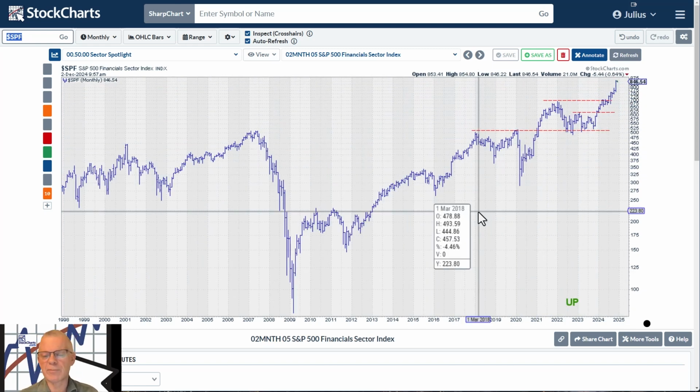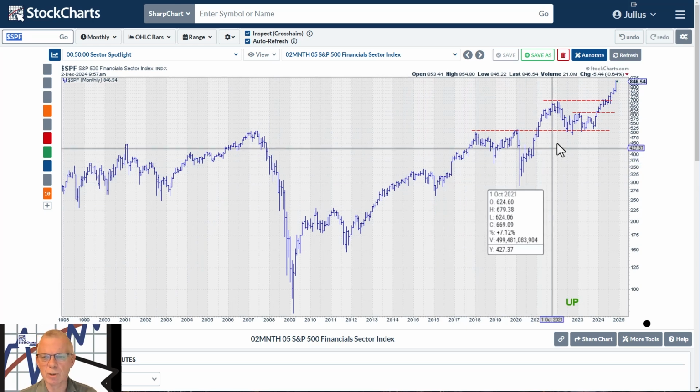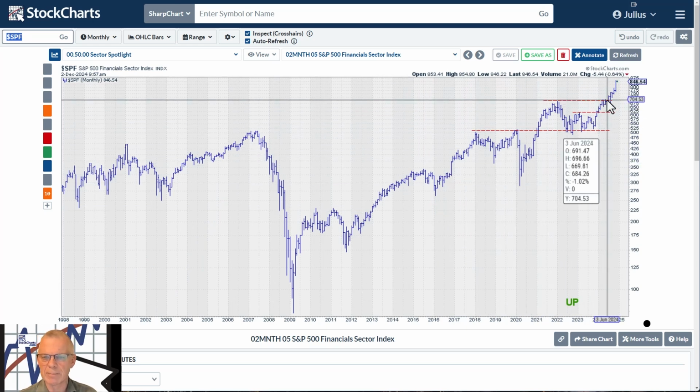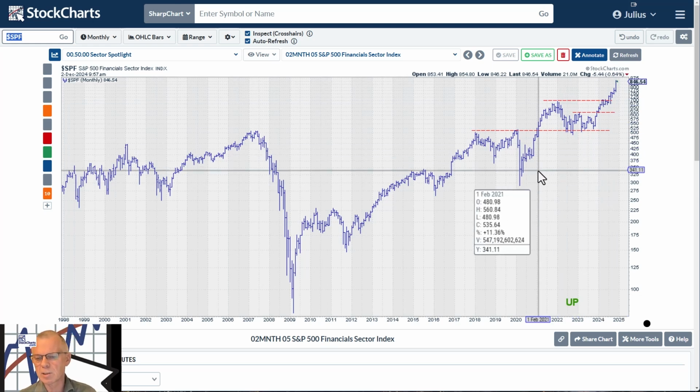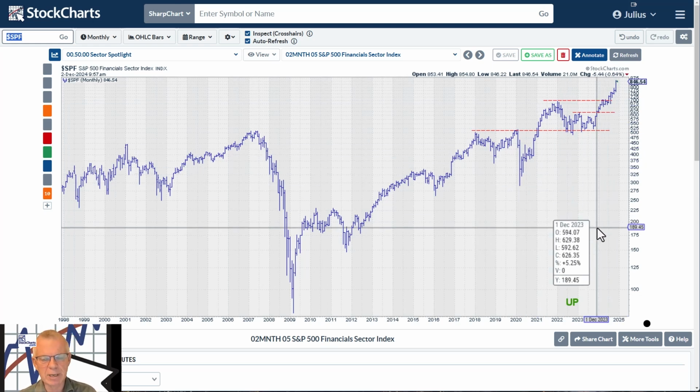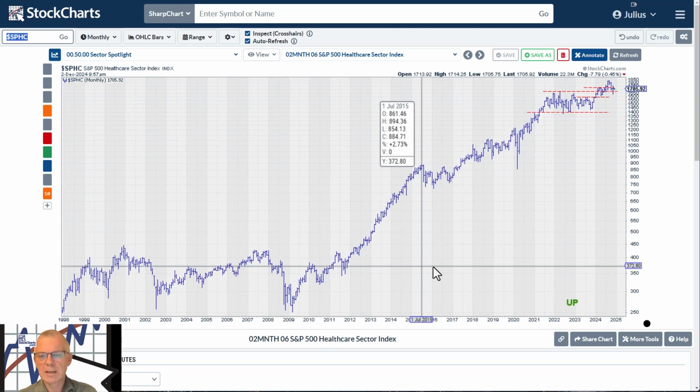And then we have financials. Financials already broke to its all-time highs. That happened in June, July of this year. And we're following through. Last month was actually very strong, a very long bar, very strong performance for the financial sector. So the uptrend here remains clearly intact.